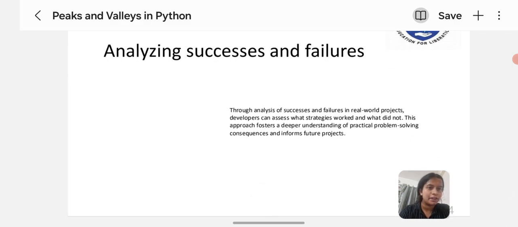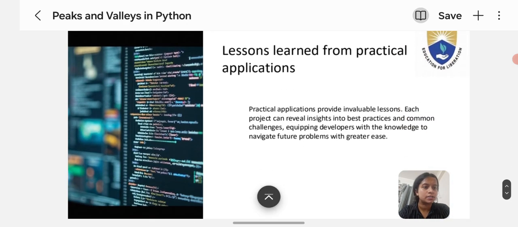Analyzing successes and failures. Through analysis of successes and failures in real world projects, developers can assess what strategies worked and what did not. This approach fosters a deep understanding of practical problem solving consequences and informs future projects.